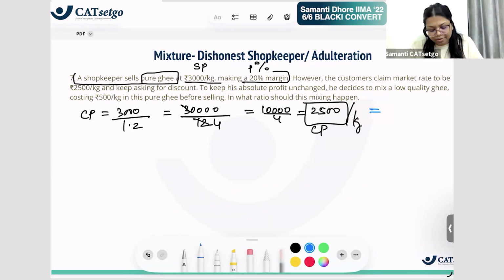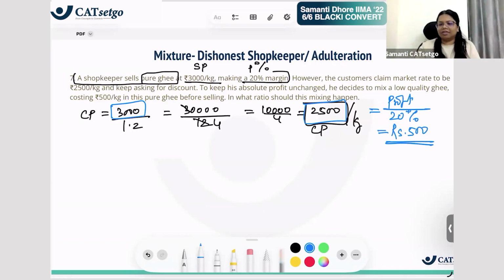It means what is his profit? Profit of 20% that he is making. That is, he sells at 3,000 and he buys it at 2,500. So 500 is what he's earning on every kg, right? He buys it at 2,500 and sells it at 3,000, so he is making 500 rupees profit. All right, we got this much. Now let's see what happens next.